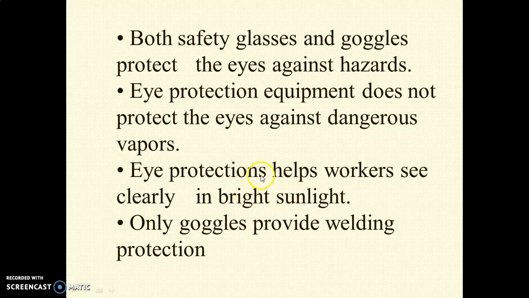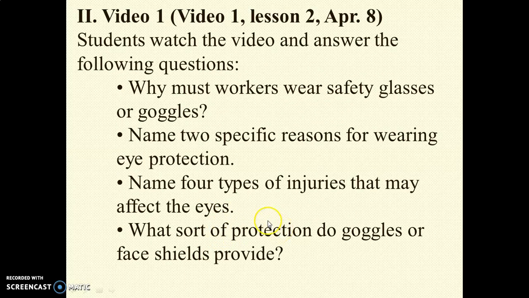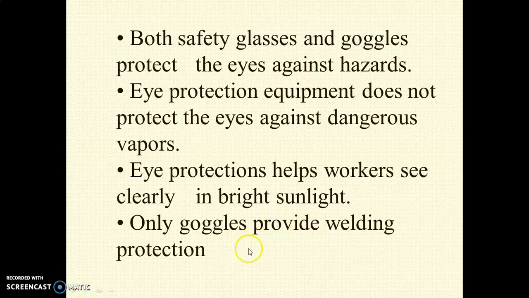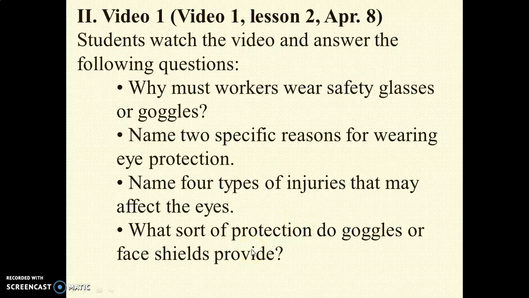And then the next one is, eye protection helps workers see clearly in bright sunlight. There's a mistake there, sorry, a typing error. It should be eye protection, not protections. And then the last statement is, only goggles provide welding protection. Is this true or false? Or do we have something else apart from goggles that also provides welding protection?